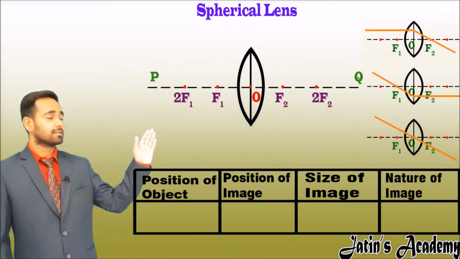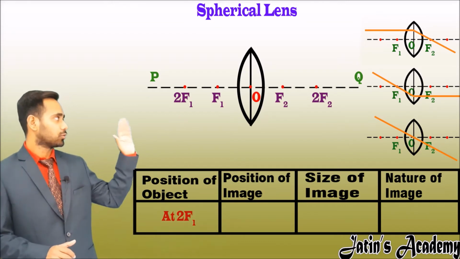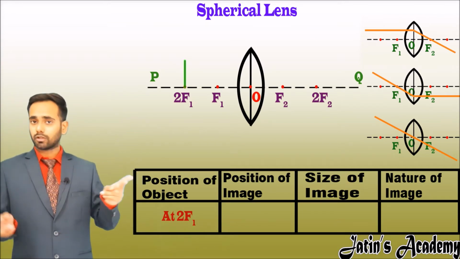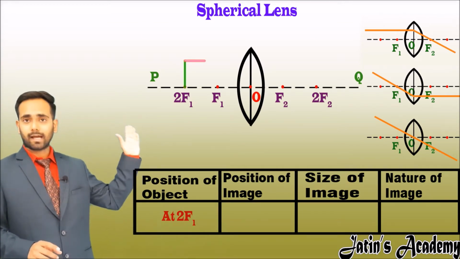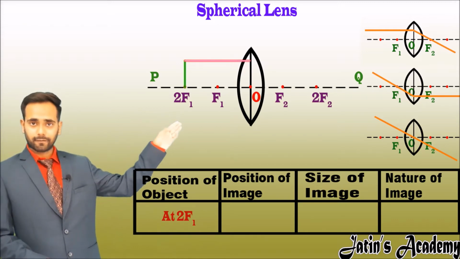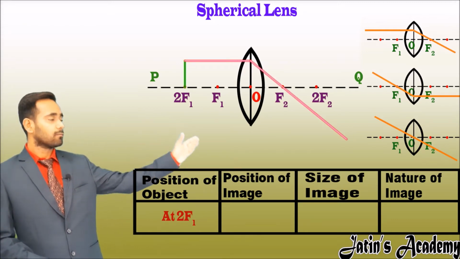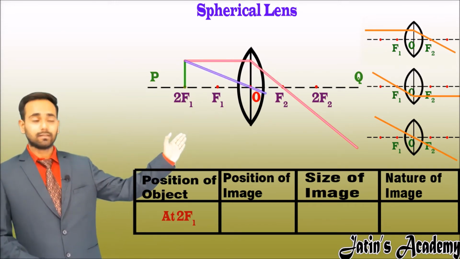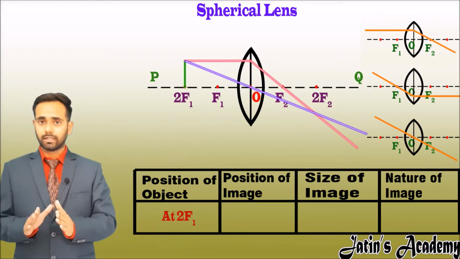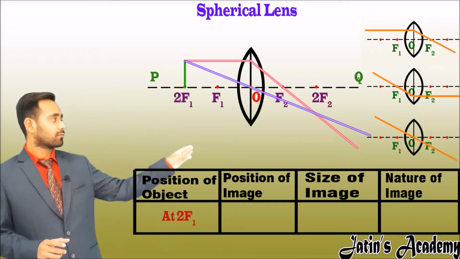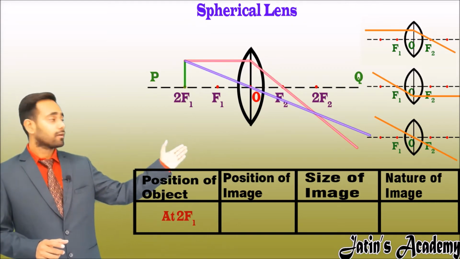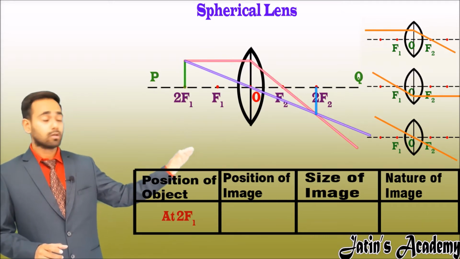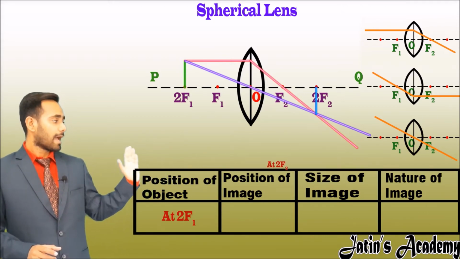The second case is when object is placed at 2F1. Now make a 1 centimeter line at 2F1. Now we have to choose the 2 rays. Our first ray is when line is parallel to principal axis, after refraction from lens it passes from F2, and a line when passes from the optical center, it passes away without any deviation. Now our image is formed at the point of intersection. Where we get the point of intersection? The point of intersection we get at 2F2. So the image is formed at 2F2.